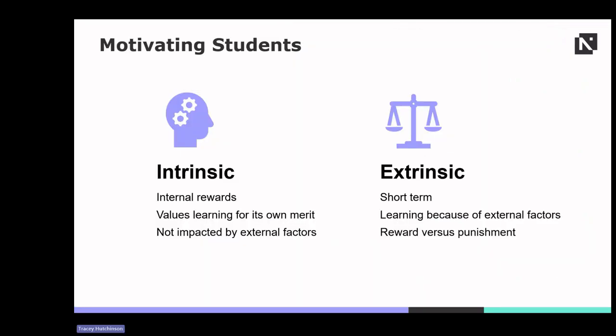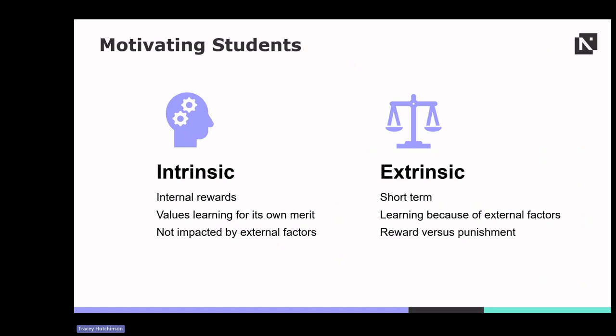So now let's explore a little bit more detail around what actually motivates our students and how our students are motivated. So we're going to explore intrinsic and extrinsic motivation. Intrinsic motivation occurs when students are engaged because of internal rewards, like a love of learning or interest in a subject. These students learn to value learning for its own merit, regardless of any external factors. An example of intrinsic motivation is a student learning new vocabulary words because they love to read.